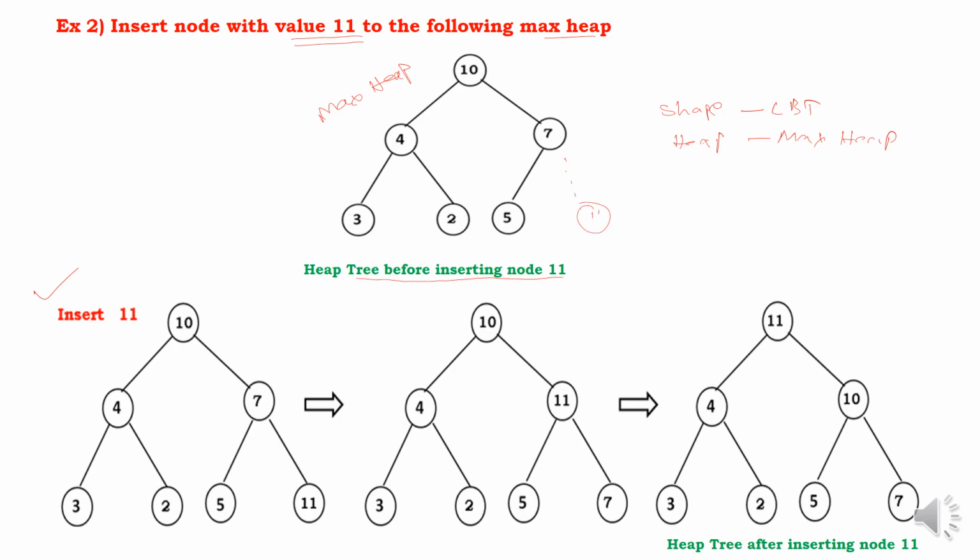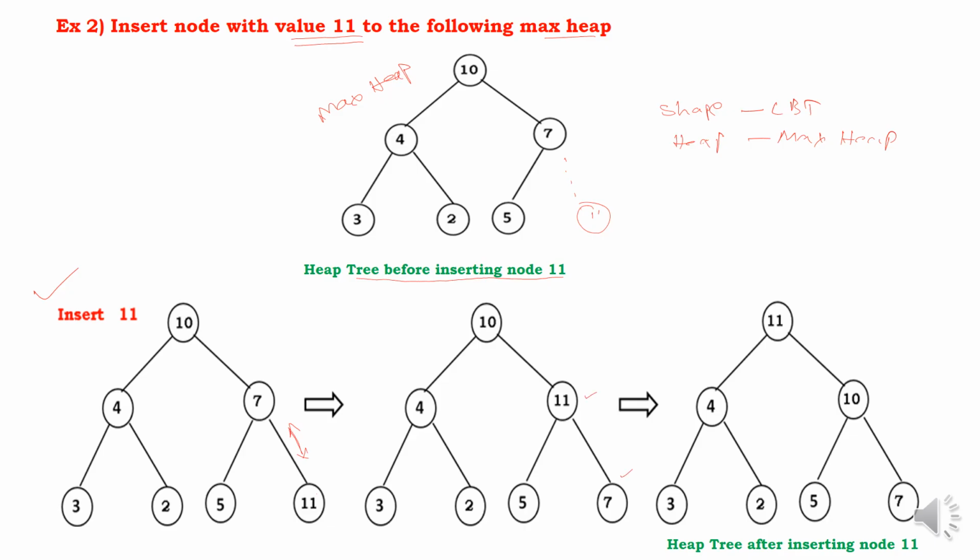So first step, create a new node, add it at the end of the binary tree. Assign the new value 11, whatever the value you wanted to insert, assign there. Then compare with its parent value. Parent is 7 and child is 11, so it is not following max heap property. So interchange these two values. 7 and 11 are interchanged.